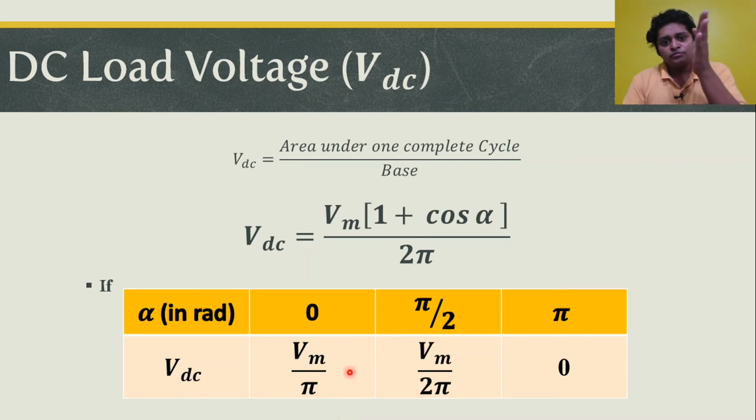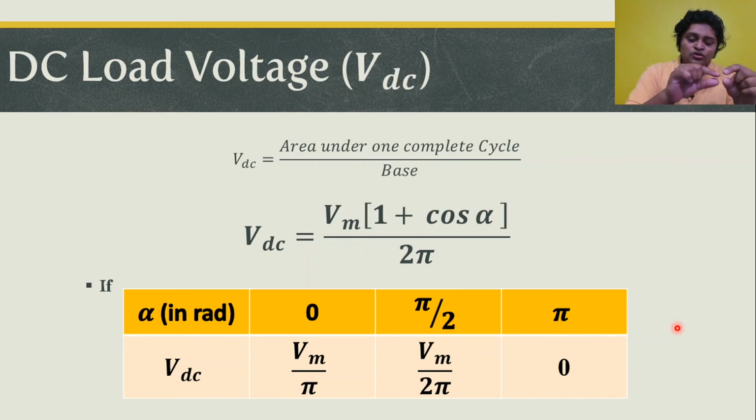Now if I substitute alpha as pi by 2, that is 90 degrees, cos of pi by 2 is 0. So I will get a value of Vm by 2 pi. That is half of the half wave rectifier. Now if I go for alpha as pi, that is 180 degrees, cos pi is minus 1, 1 minus 1 is 0. So that gives me the value of VDC as 0.